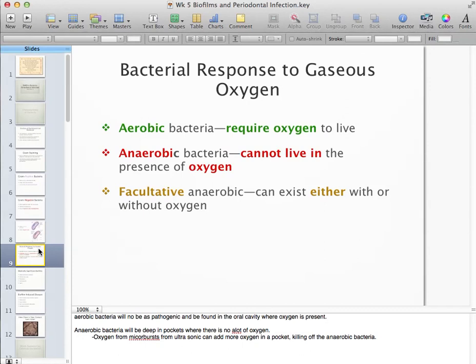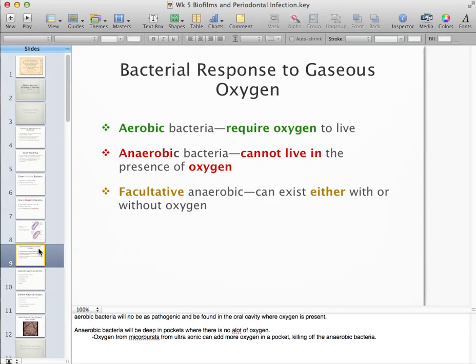And then you have anaerobic bacteria. Anaerobic cannot live in the presence of oxygen. The word aero means oxygen. Anaerobic means anti-oxygen. Cannot live in the presence of oxygen. So in the mouth, anaerobic bacteria will be deep in pockets where there's not a lot of air.